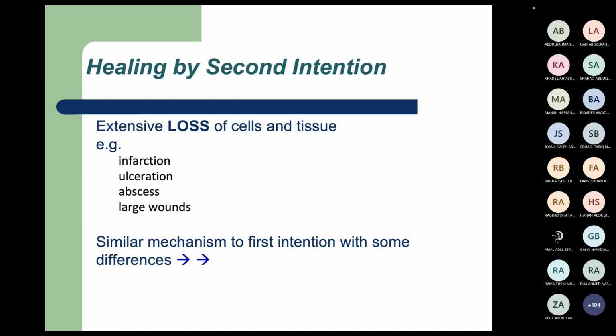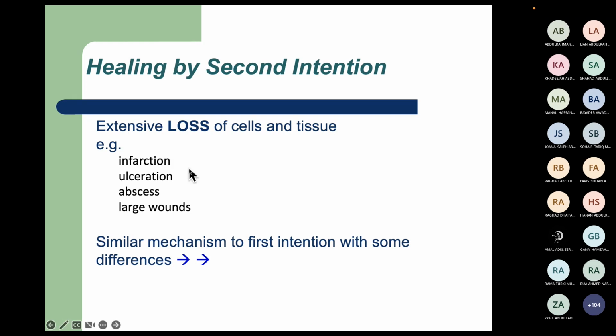Now coming to healing by second intention, it occurs when there's extensive loss of tissue. When a lot of tissue is lost, for example, in a heart attack, infarction, in any death of the tissues, infarctions, ulcerations, abscesses, and large wounds. You know all the definitions of all these things? You know what infarction is? It happens in the heart or in the brain. Infarction is the death of the cells due to loss of the blood supply. You don't get the oxygenated blood supply, the tissue dies.